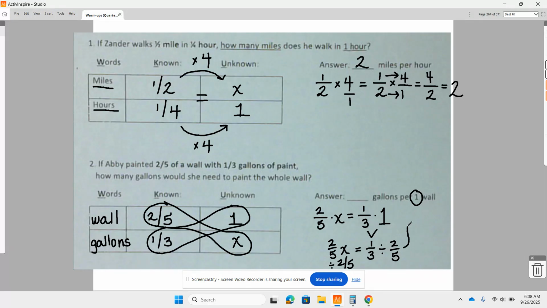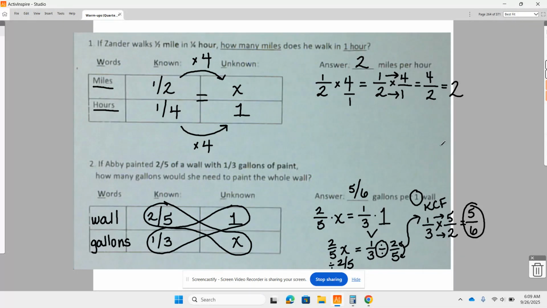Okay, so this is where you can use your calculator to help you. However, again, we can't always rely on that. We need to remember our KCF, our keep, change, flip. So keep the first fraction, change the sign to multiplication, flip this around, make it our reciprocal, and multiply. So we've got 1 times 5, which is 5, and 3 times 2, which is 6. So 5/6 would be our answer, 5/6 gallons to cover the wall.